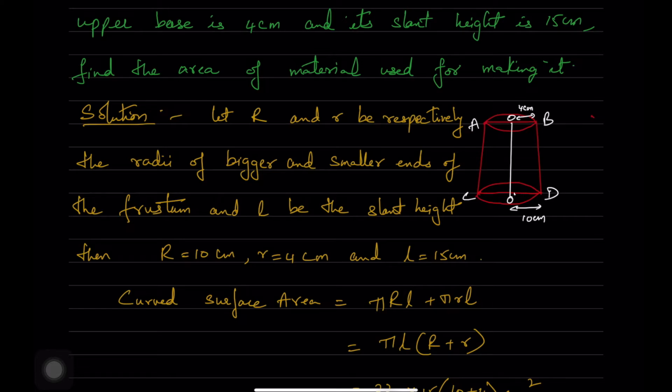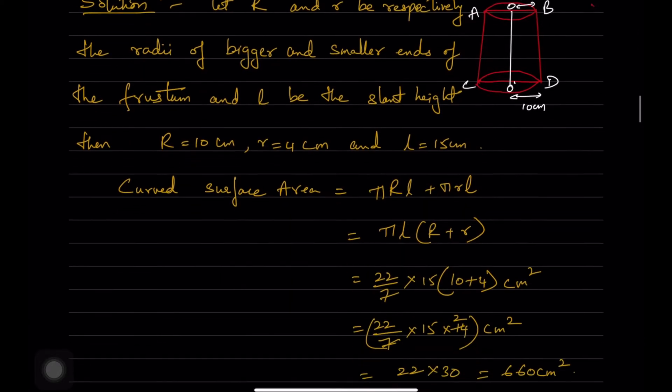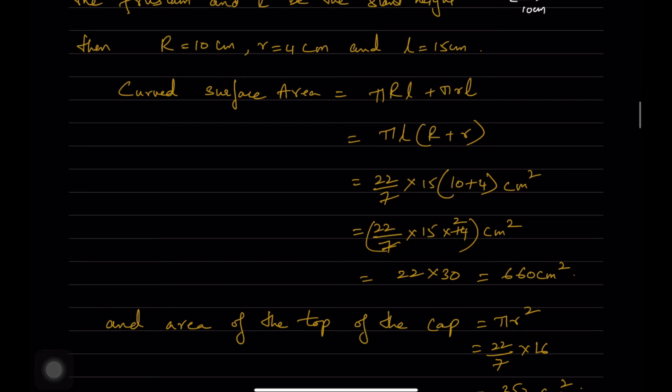You know what is the curved surface area of a frustum. Area of the material used means we have to find out the curved surface area, which is equal to pi RL plus pi rL, that is capital R and small r. You can see over there. So pi L into R plus r, you're getting it as 660 centimeters square, and the top part is closed because it's a cap, it is not hollow.